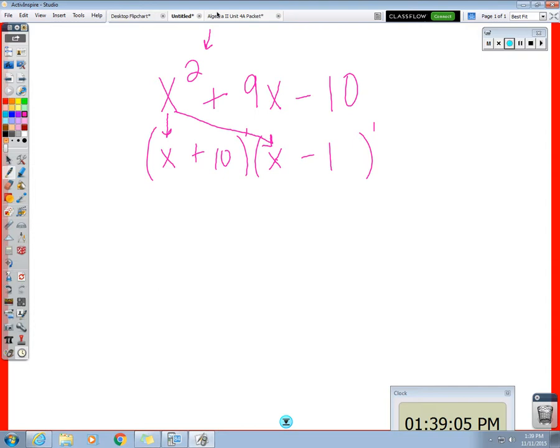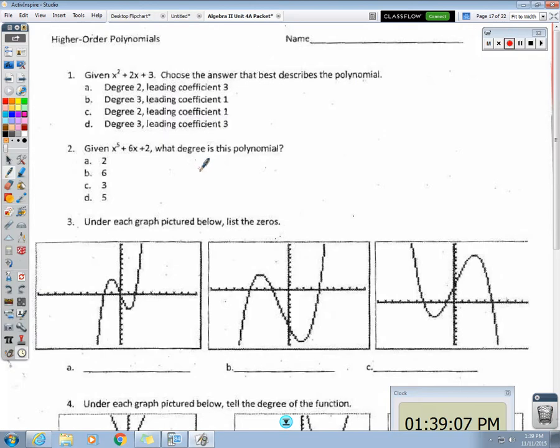So now let's go back to that one in your packet. What degree is it? 2. So that eliminates b and d. And then the leading coefficient, is it 1 or 3? Oops, I meant 3 or 1. 1, because isn't the leading term x squared and its coefficient is an understood 1? So the answer would be C. Okay, so you go and try number 2.